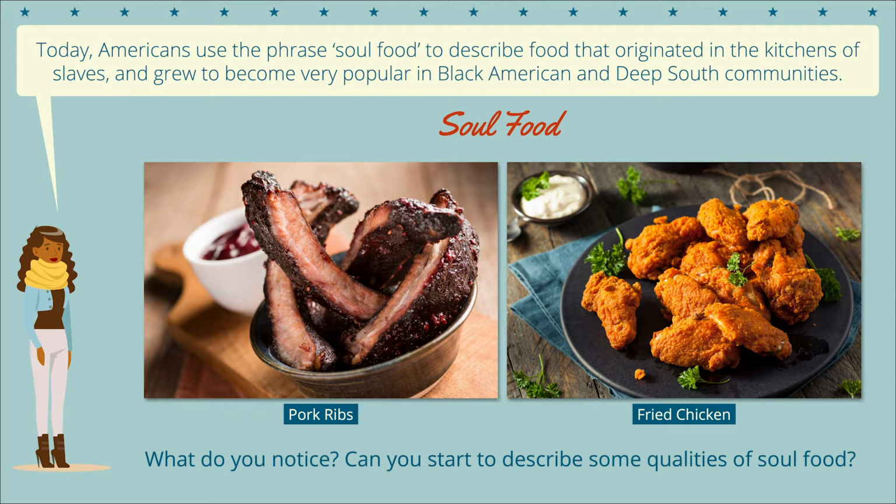Today, Americans use the phrase soul food to describe food that originated in the kitchens of slaves and grew to become very popular in Black American and Deep South communities. Pictured now are two very popular types of soul food: pork ribs and fried chicken. What do you notice? Can you start to describe some qualities of soul food?